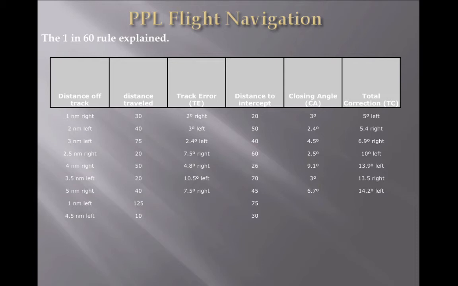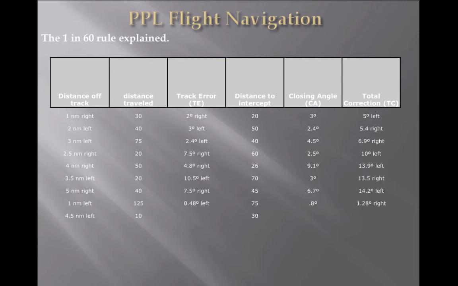So, 1 nautical mile left, 125 nautical miles travelled gives you a track error of just under 0.5. So that's 0.48 left. Then distance off over the distance to intercept will give us our closing angle, which is just under 1. And the total correction gives us a 1.28 degrees right. Now, if you're still having problems with that sort of guessing and the variations, practice, right? Just keep practicing. It'll come.